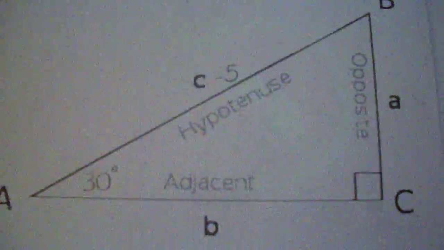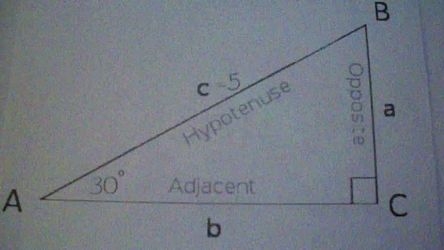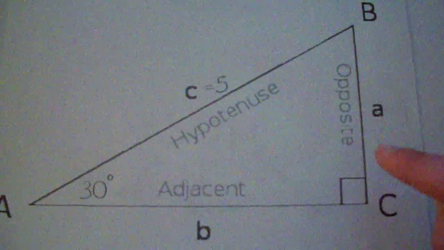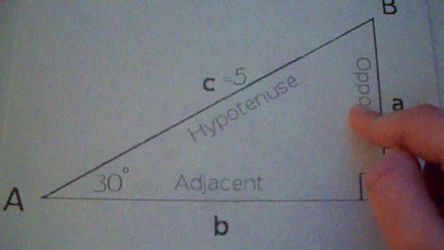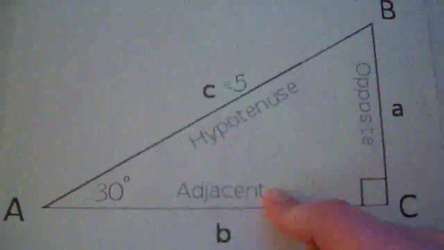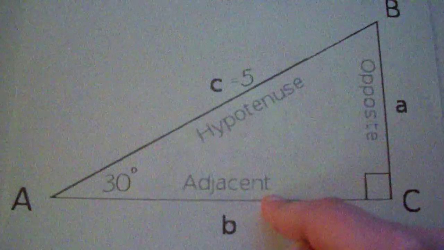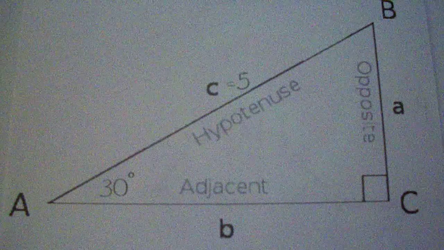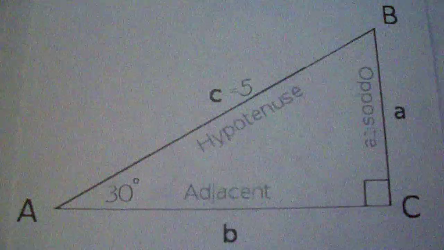This diagram shows two more vocabulary terms, opposite and adjacent. The leg labeled opposite is labeled that because, in respect to angle A, it is across or opposite from it. The leg labeled adjacent is labeled that because, in respect to angle A, it is next to or adjacent. With this diagram kept in mind, let's go over sine, cosine, and tangent.